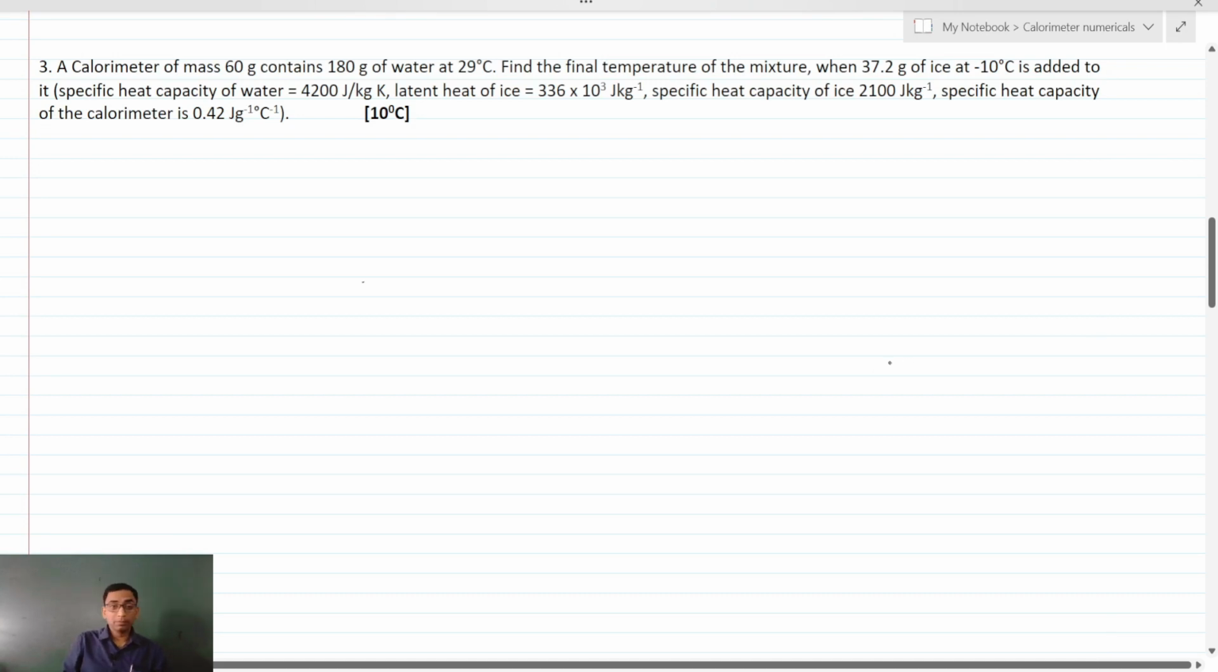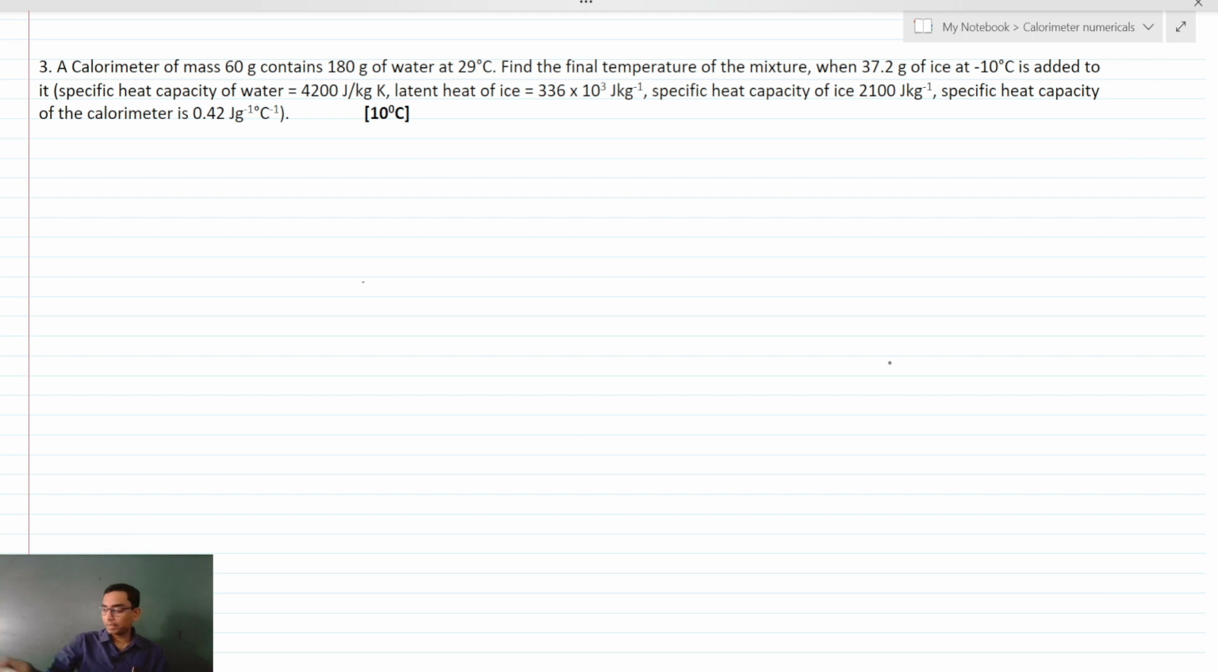So now let's discuss problem 3. Actually, I had kept this problem for the last because of a specific reason. The reason is that this problem is a bit difficult, and the calculations are lengthy, otherwise it's okay. So now let's discuss this one.